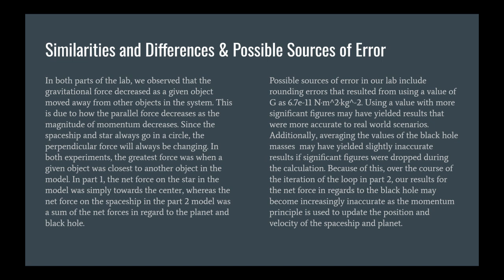In part 1, the net force on the star in the model was simply towards the center, whereas the net force on the starship in part 2 was the sum of the net forces in regards to the black hole and the planet.